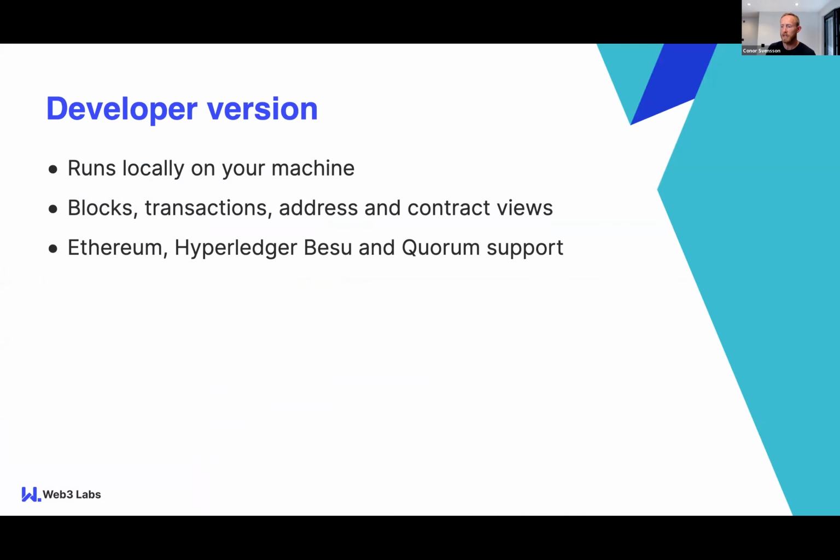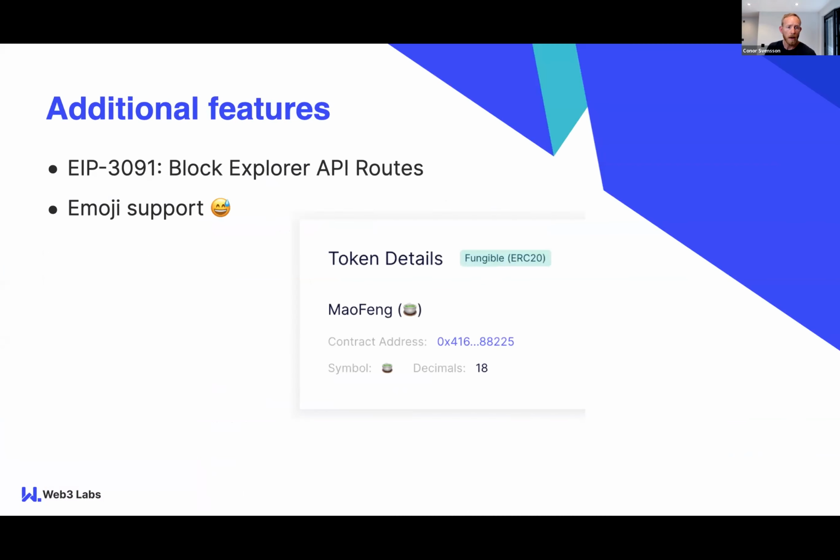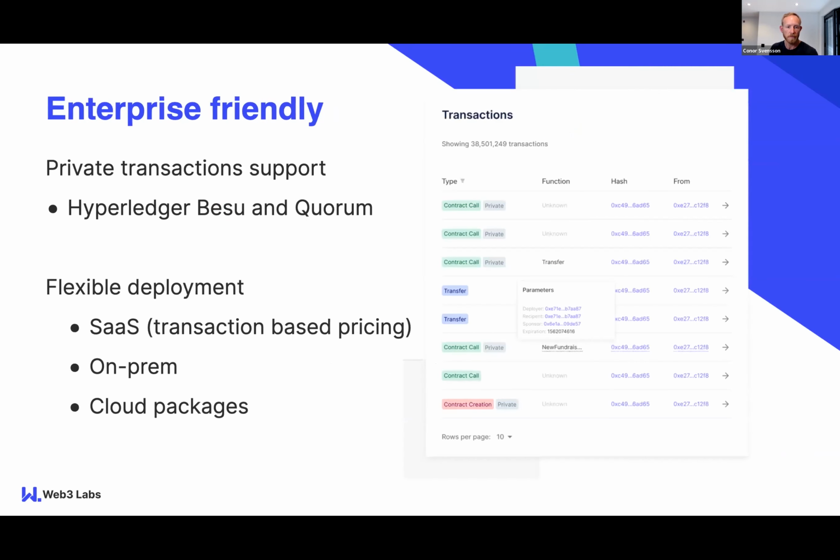We have a developer version, which is more for trials and for people to run locally. And then some other additional features, including emoji support. This is a fun feature: if you have a token where the symbol of the token is an emoji, Epirius will show that for you. And behind the scenes, there are Block Explorer API routes, which are about standardization for block explorers, so they can talk to other pieces of Web3 infrastructure, like wallets, more easily.